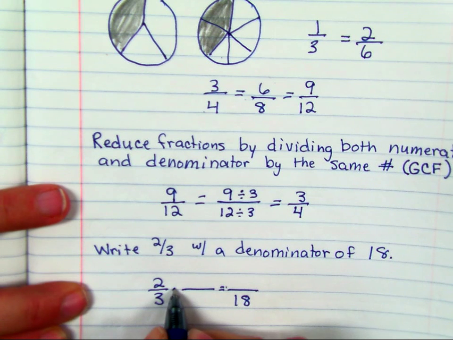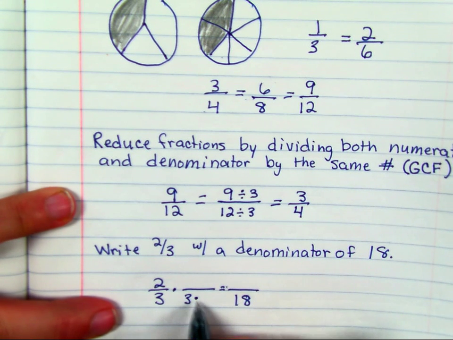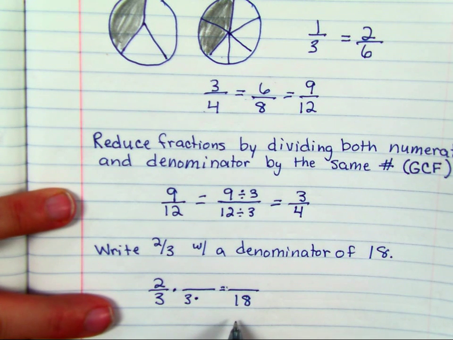So I have to ask myself, 3 times what number is 18? Cole, can you help me out with that one? 3 times what number is 18? It's not 3 times 3, that's 9. 3 times 4 is 12. 3 times 5 is 15. What's 3 times 6? 18.